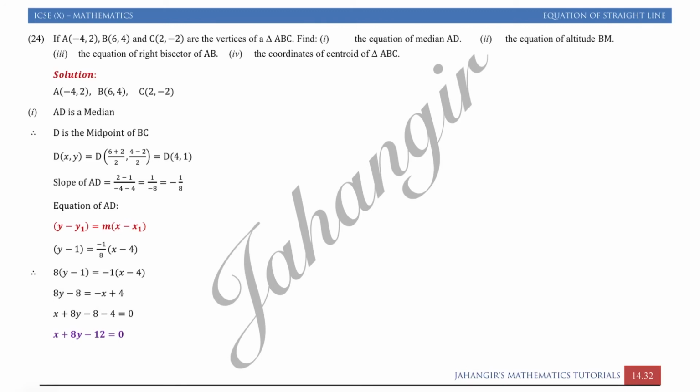If A, B and C are the vertices of the triangle ABC, find the equation of median AD. Here we have 4 sub questions, so let us solve it one by one. First we have to find equation of median AD. So let us write A minus 4 comma 2, B 6 comma 4, C is 2 comma minus 2.